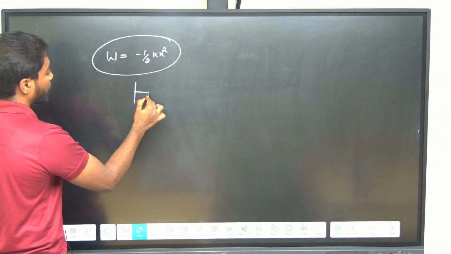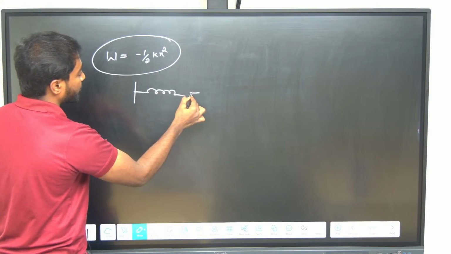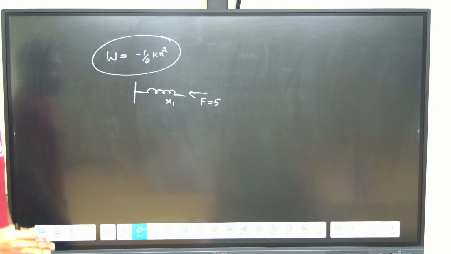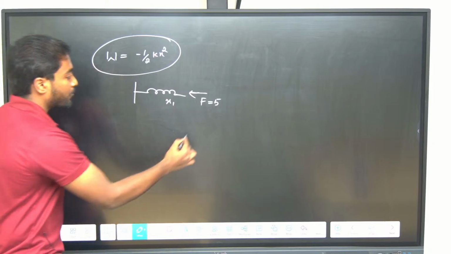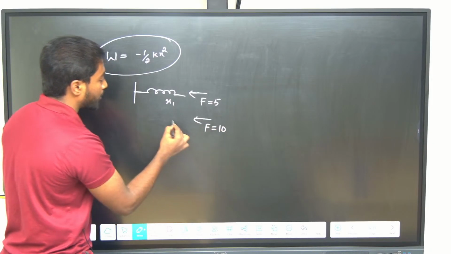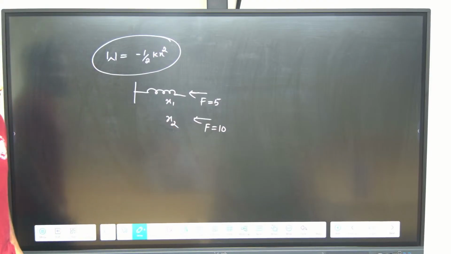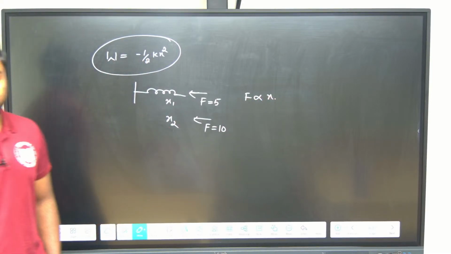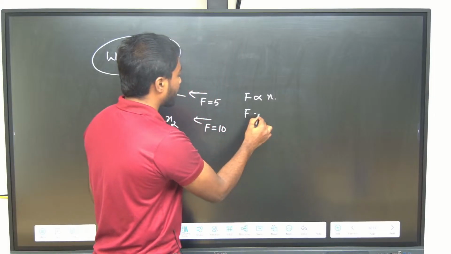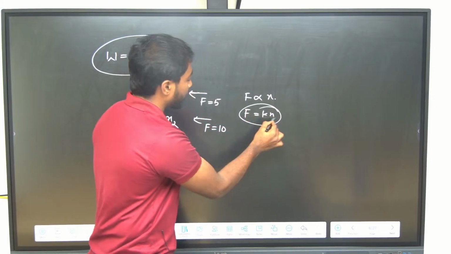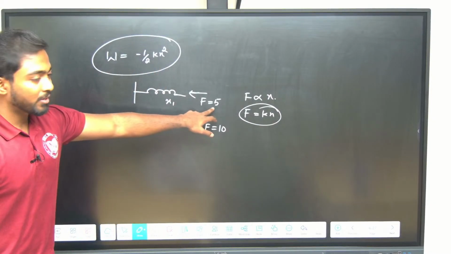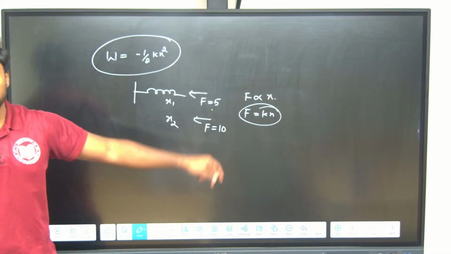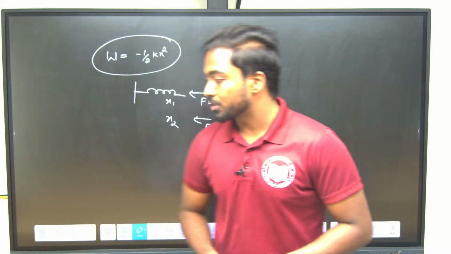Now if I talk about a spring, if I apply a force like F is equal to 5 Newton, the displacement that happens is x1, like it can be expansion or compression. Or if I apply the force F is equal to 10 Newton, the displacement is x2. So F is directly proportional to x. So I can say that F is equal to kx. However much force I am applying, that much compression or expansion will take place. So the spring force is nothing but F is equal to kx. You can take that spring force.